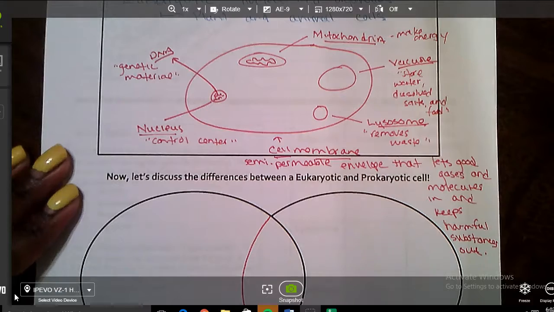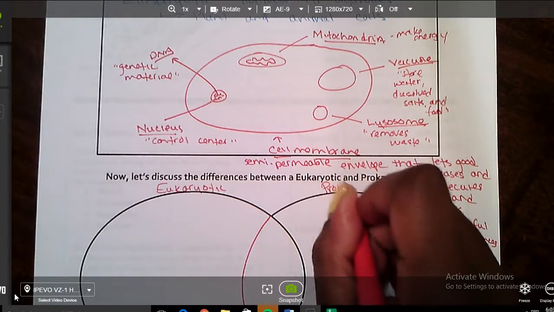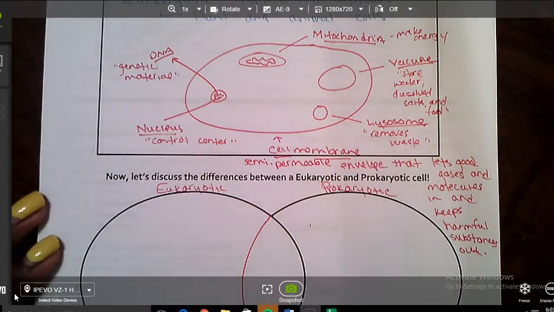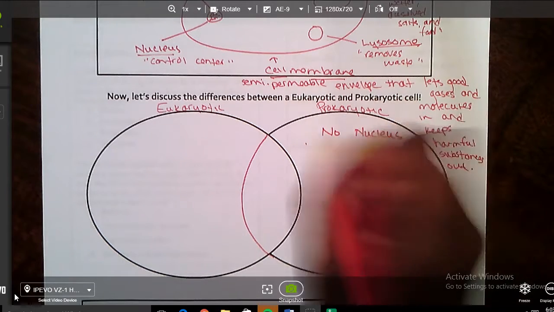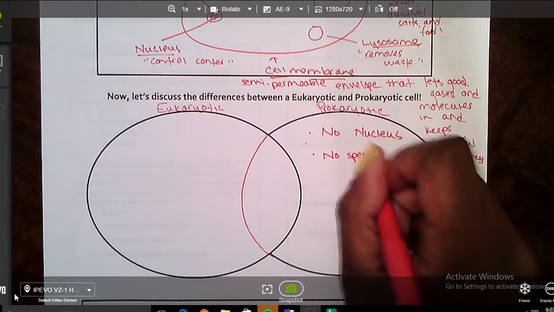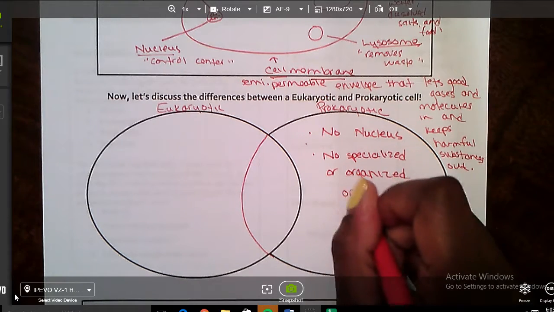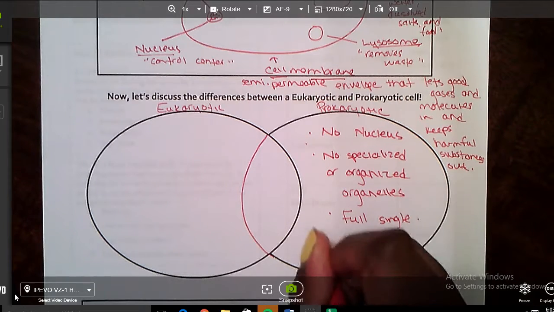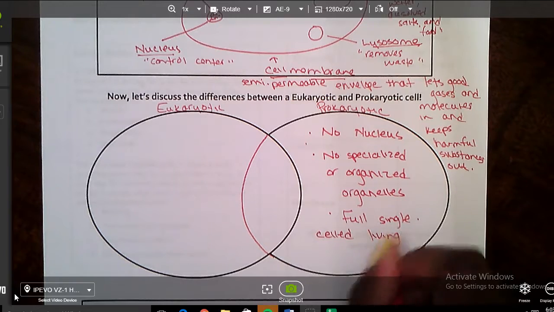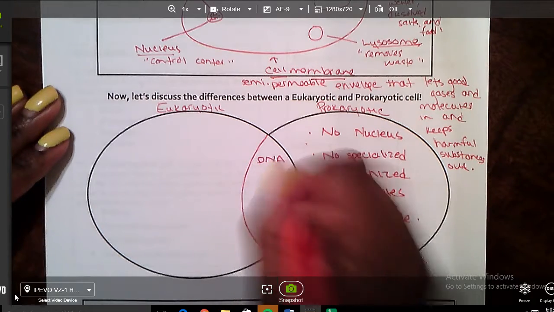We're going to finish like this. So we'll write eukaryotic here, prokaryotic here. We know that a prokaryotic cell has no nucleus, no specialized or organized organelles, and it's a full single celled living organism. So it's one cell operating on its own. It's a full organism. We know that they both contain DNA.